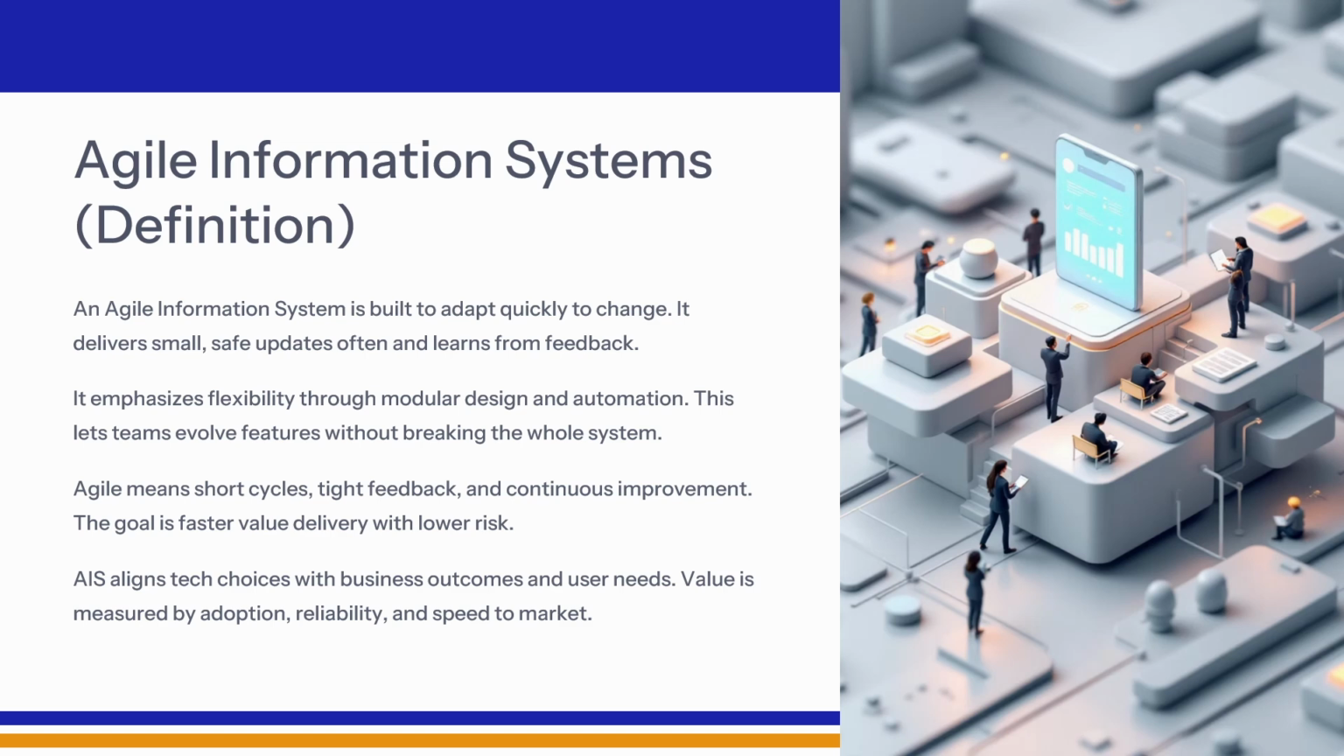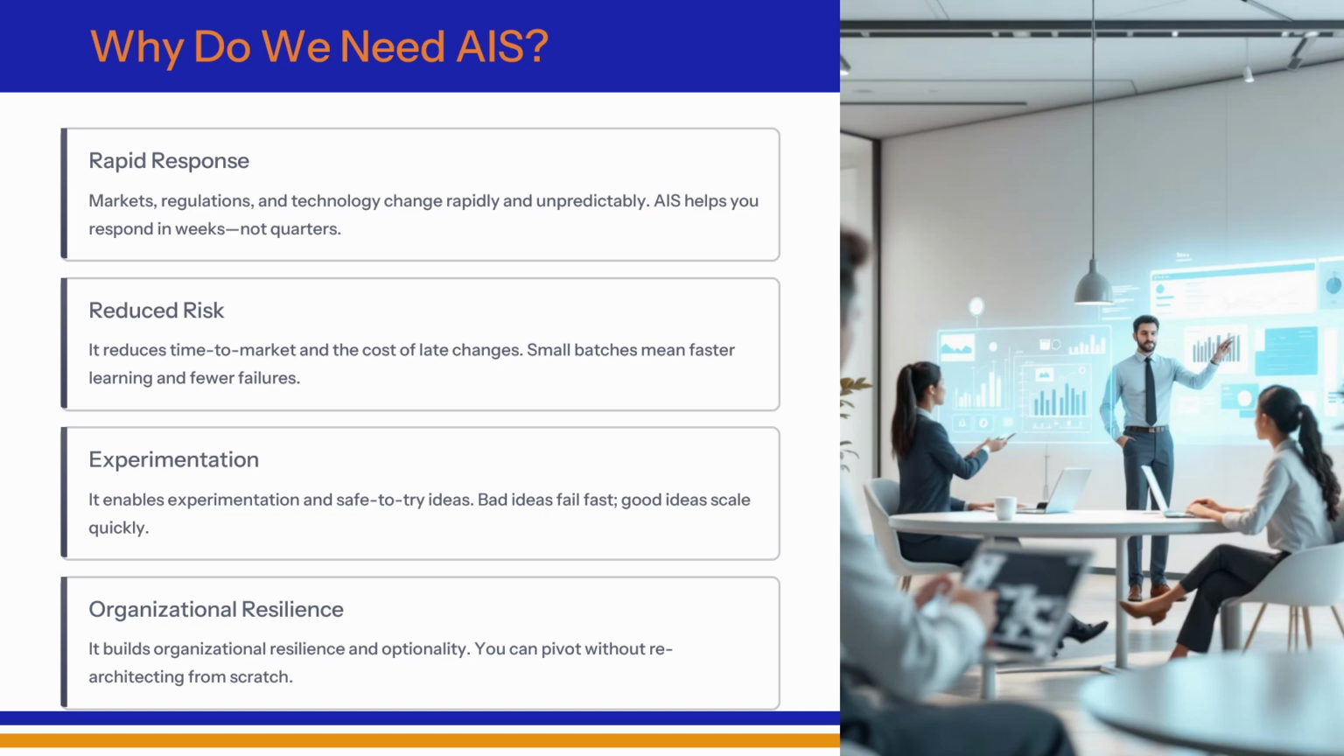An Agile information system aligns tech choices with business outcomes and user needs. Value is measured by adoption, reliability, and speed to market. At the end of the day, it's not about the fancy technology. It is about what users love, what works reliably, and how fast we can bring it to them. In the next slide, we'll see why we need an Agile information system.